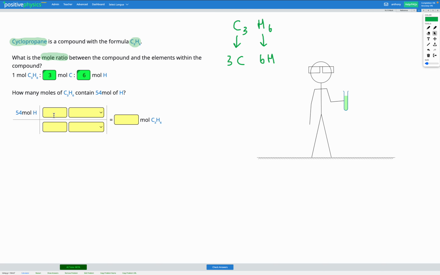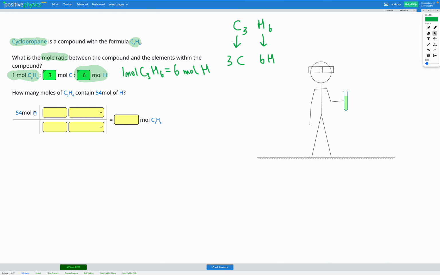Our next step is figuring out how many moles of our compound C3H6 contain 54 moles of hydrogen. So we're going to be using our conversion factor method to convert between moles of C3H6 and moles of hydrogen. From the mole ratio we wrote up here, we know that 1 mole of C3H6 contains 6 moles of hydrogen. So that's going to be our conversion factor.